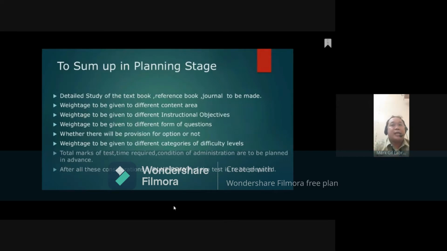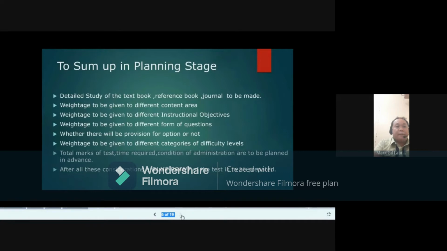Supposedly the lessons should occupy a share there. Weightage to be given to different instructional objectives. Weightage to be given to different forms of questions, whether there will be a provision for option or not. And what else? Weightage to be given to different categories of difficulty levels. Total marks of the test, the time required, and conditions of administration are to be planned in advance. And after all this consideration, a blueprint of the test is to be prepared.